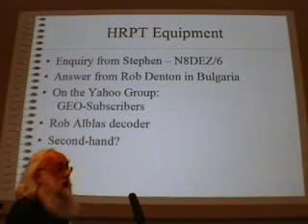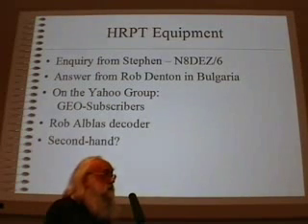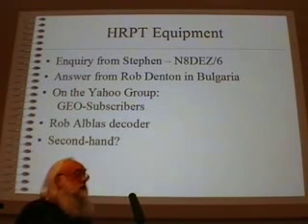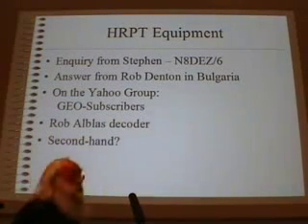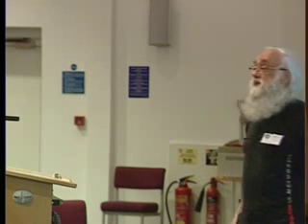I think it's alblas.nl is his website. He has a decoder for HRPT. So that may be some sites. And also you may want to ask on, say, Geo subscribers list or something like that, if somebody has some second-hand equipment. That's perhaps the best way to do this HRPT.